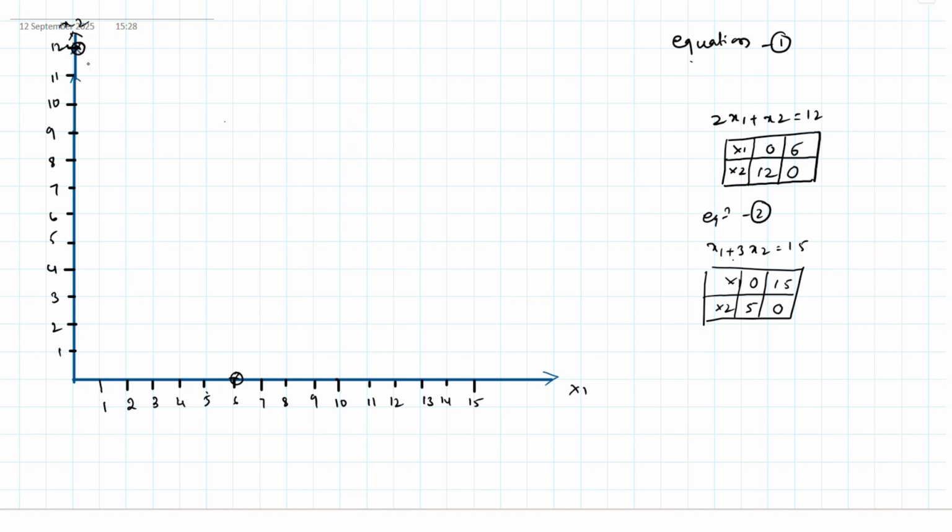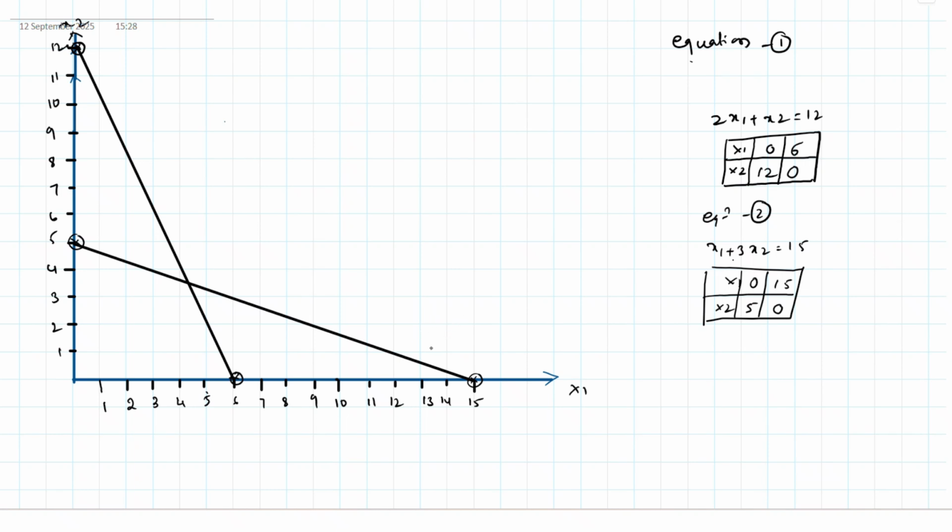Sorry, once again I'll plot this graph. Similarly, when x2 was 0, then we plot this one. For the second equation, when x1 is 0, the x2 value was 5, and when x2 is 0, the x1 value was 15. So we'll join these two also. Yes, now we got an intersection here.